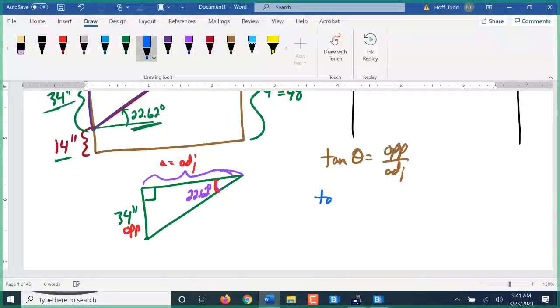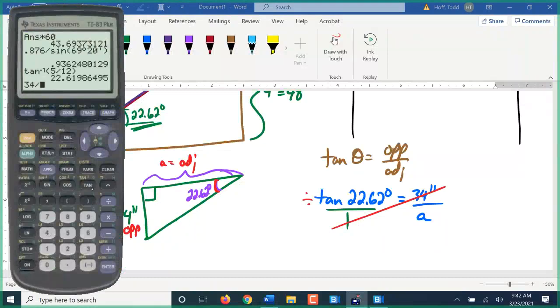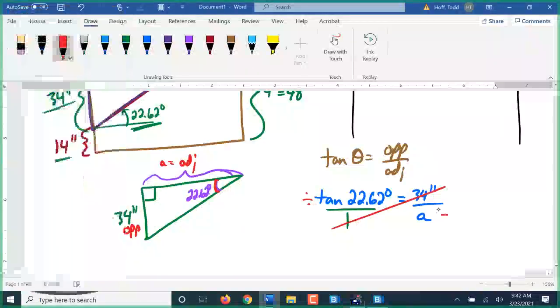Here I do know the angle. The angle is 22.62 degrees. My opposite side is 34 inches. My adjacent side is side A. That is what I am looking for. This over 1. And since I'm looking for a side, I make it into a proportion. That's why I put it over 1. And then I cross multiply and divide. So it'll be 1 times 34, which is just 34, divided by the tangent of 22.62 degrees, giving us 81.599 inches.